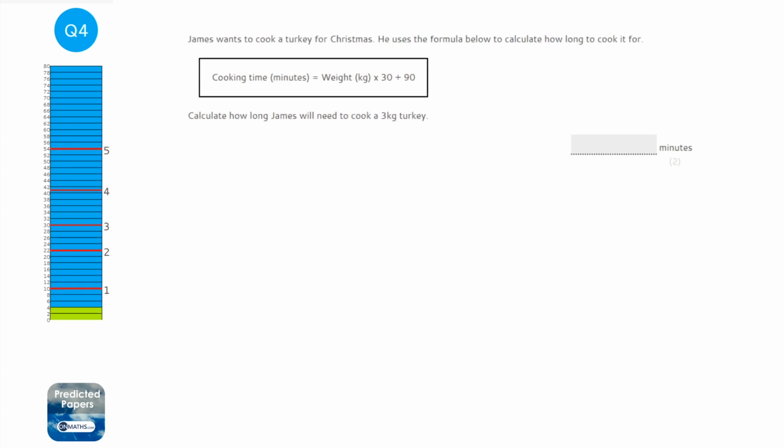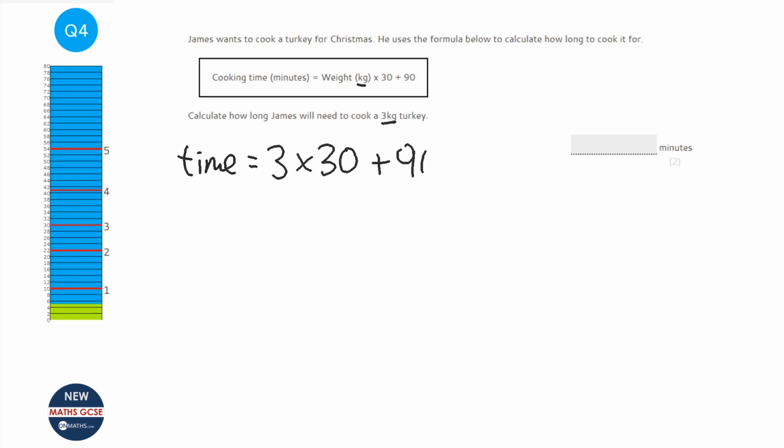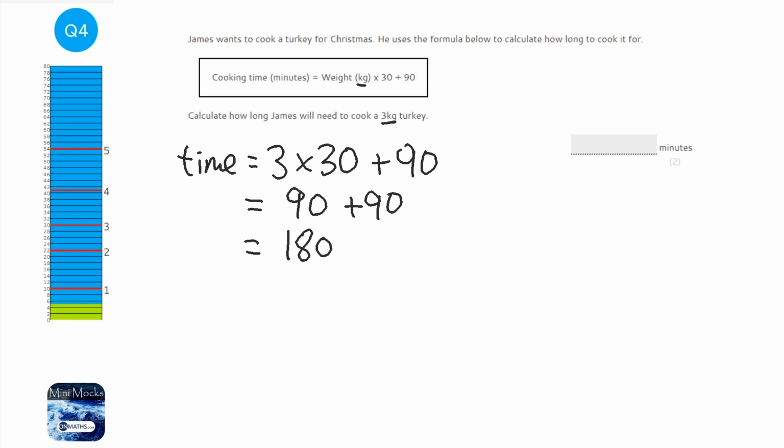So we're given a basic formula to work out how long this turkey is going to take to cook. It says that the cooking time, so we can just call that time, is the weight, which it says is a 3 kilogram turkey, and just check that the units are the same, which they are. So it's the 3 times 30, then add 90. 3 times 30 is 90. 90 plus 90 is 180. Now just double check that it wants it in minutes. Sometimes it'll ask for it in hours. Well, it says it wants it in minutes. So 180.